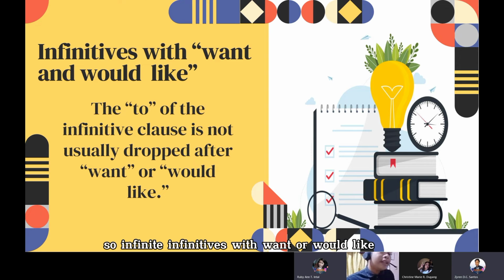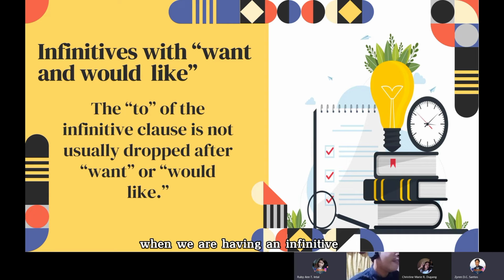So, infinitives with want or would like. These are both modal verbs, formally used when we are having an infinitive. For example, if we're going to ask some questions, I want to, we're always using the infinitive after the word want. I want to be an engineer.